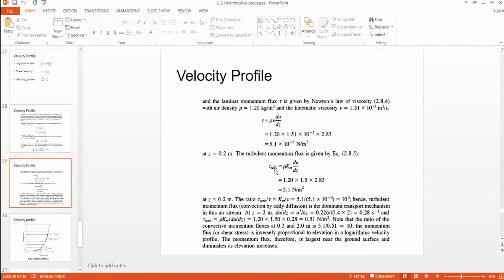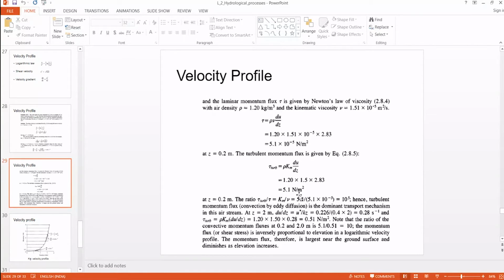This is the laminar momentum flux, and for the turbulent momentum flux we have to use the formula rho Km du by dz. Km is given as 1.5 and du by dz we computed as 2.83, so we get tau turbulent as 5.1 Newton per meter squared.